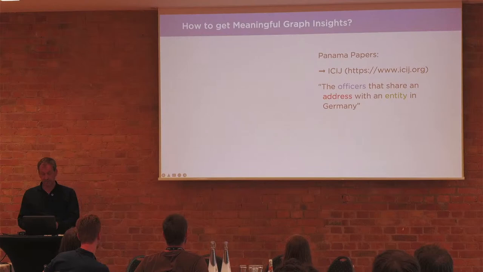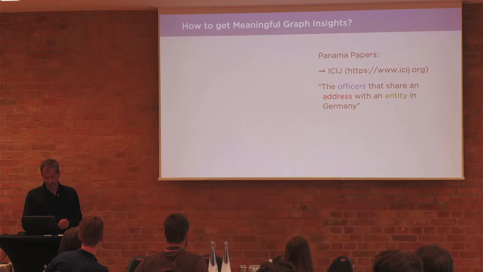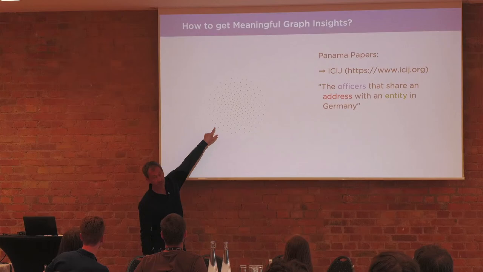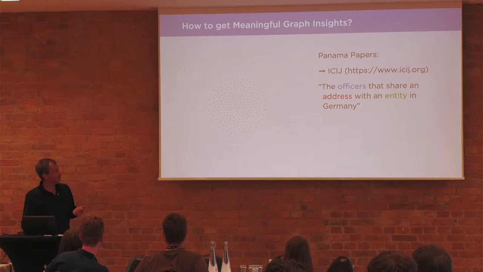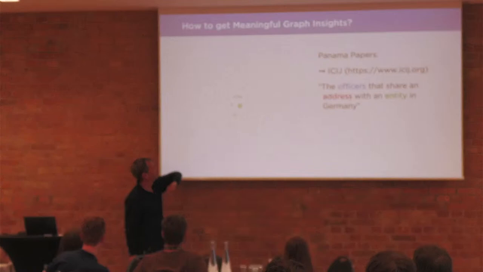So let's consider we want to investigate the offices that share an address with an entity in Germany. For this, we have to filter the German-based entities first. And I have them here on the slide. I hope you can see that. These are the green dots here. And then look for the addresses of those entities, which are rendered as red dots. So we see that there are entities which don't have an address, and others share an address.